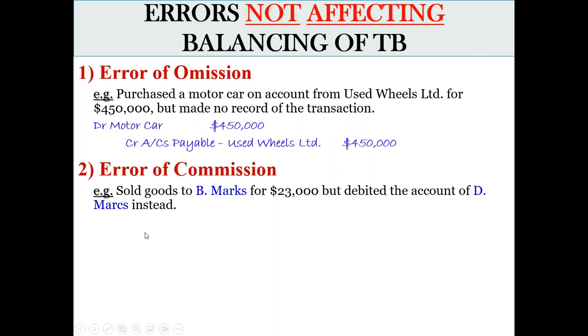Now, let's think about it. When we sell goods to a person, clearly, if it says we put it in the person's account, it means that the goods were sold on account. So we debit the account receiving and we credit the giving. So we should have debited B-Marks and credited the revenue account. But what did we do? We went and debited D-Marks.